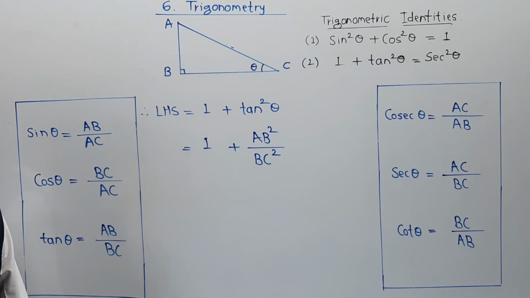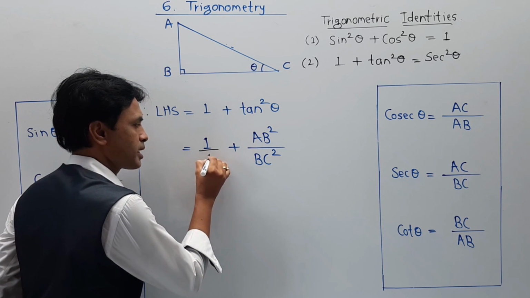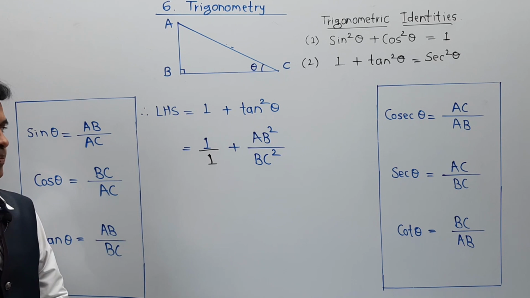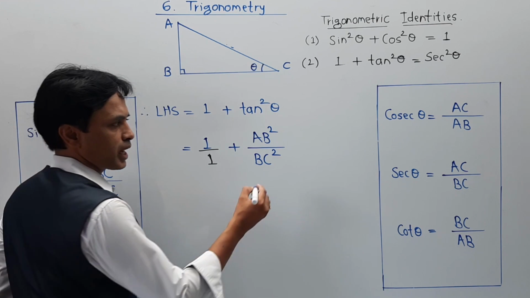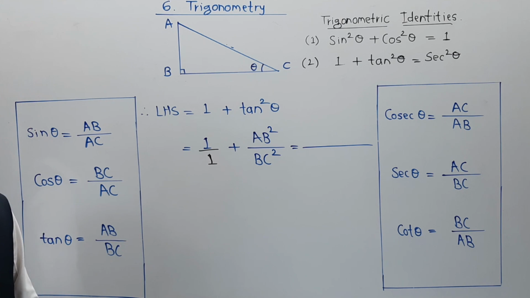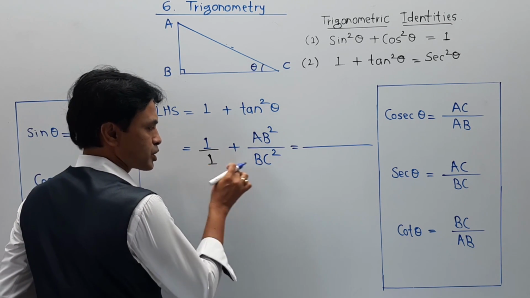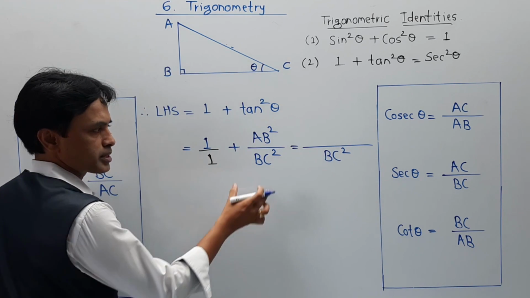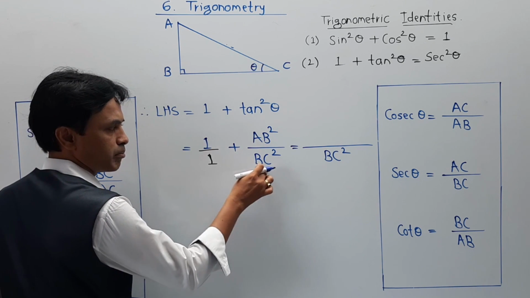Now simplification. As it is 1, there is no base, so I am going to write 1 as a fraction with base 1. Why? Because if any number is given, its base is always 1. So that I can simply do the cross product. The next step is BC square into 1, so the base becomes BC square. And in the numerator, BC square into 1 as a cross product.